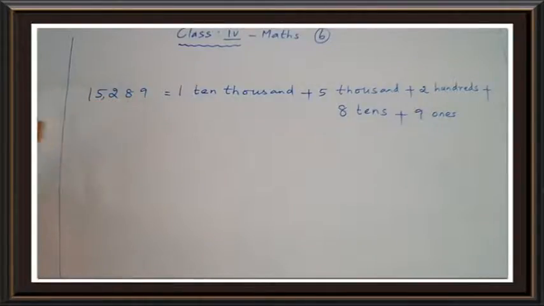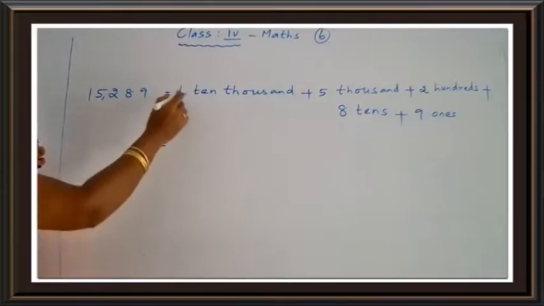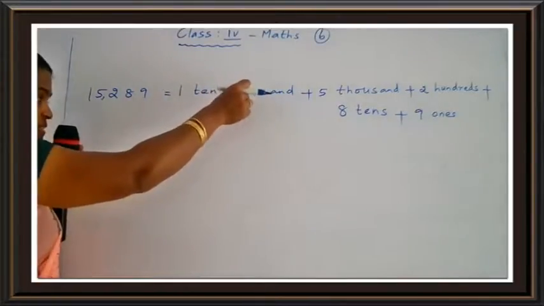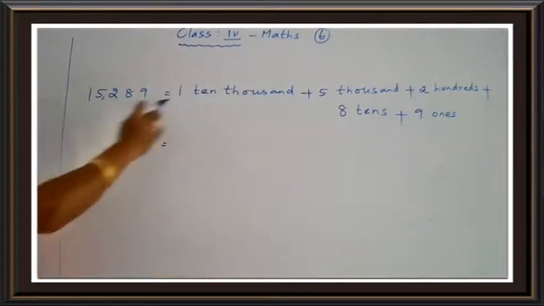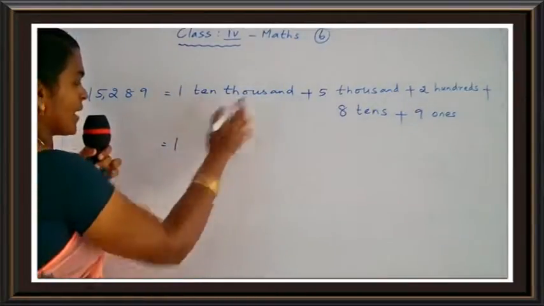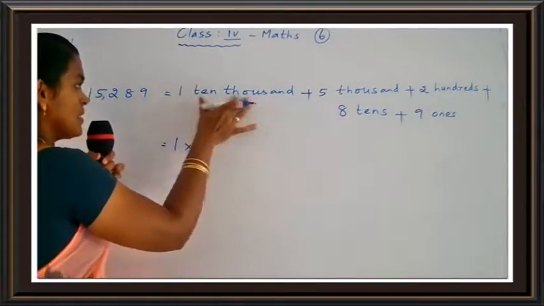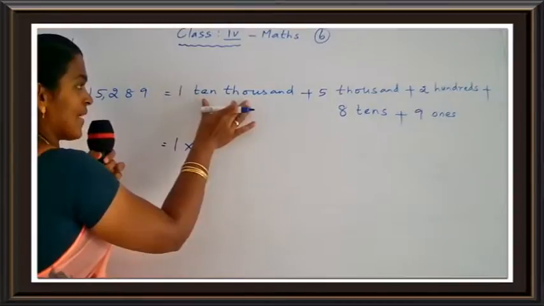Okay, now another way. This is one form. This is written in words. Okay, suppose another form. 1, 10,000 meaning 1 into 10,000. So 1 into 10,000. So 10,000.